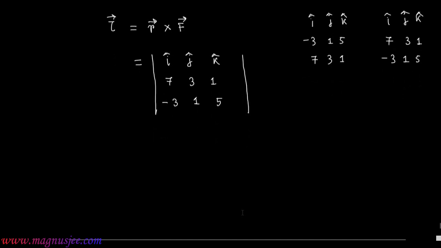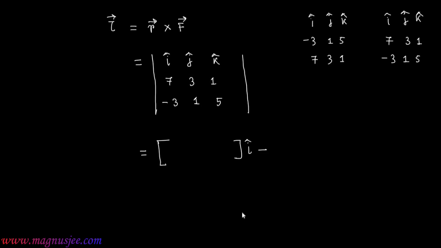Now as we have vector tau equal to vector r cross vector F, below i cap, j cap, k cap we have to put the rectangular components, that is 7, 3, 1 of perpendicular distance vector r. Then we can put the rectangular components of force vector.